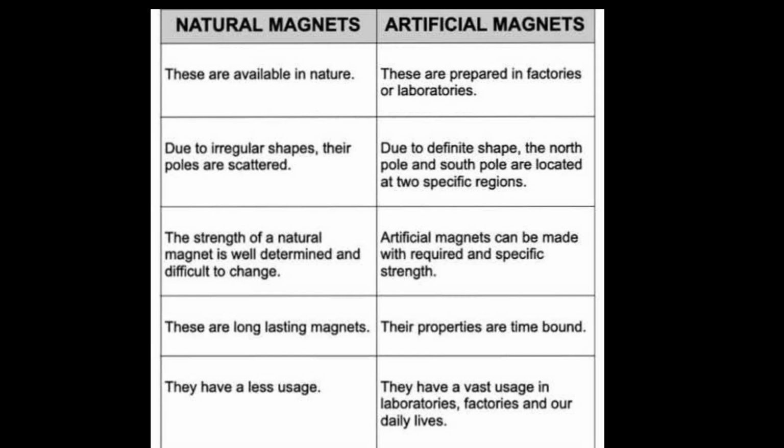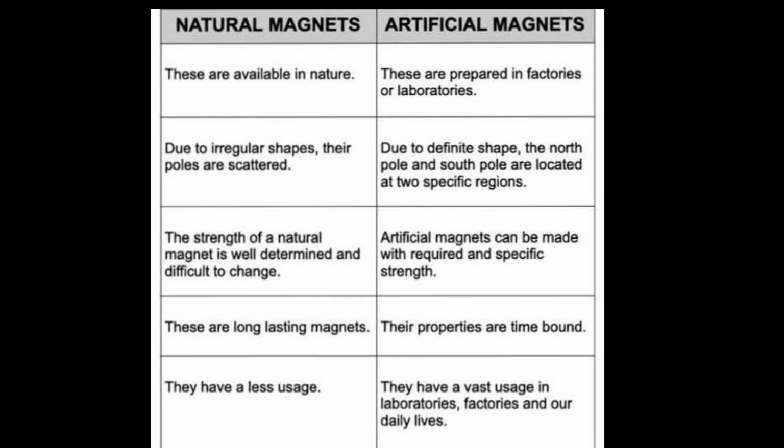One is a natural magnet. It is a naturally occurring iron ore that can attract small pieces of iron and steel. The second one is a man-made magnet, which is also known as an artificial magnet. Natural magnets are available in nature and artificial magnets are man-made. So these are prepared in factories or laboratories.